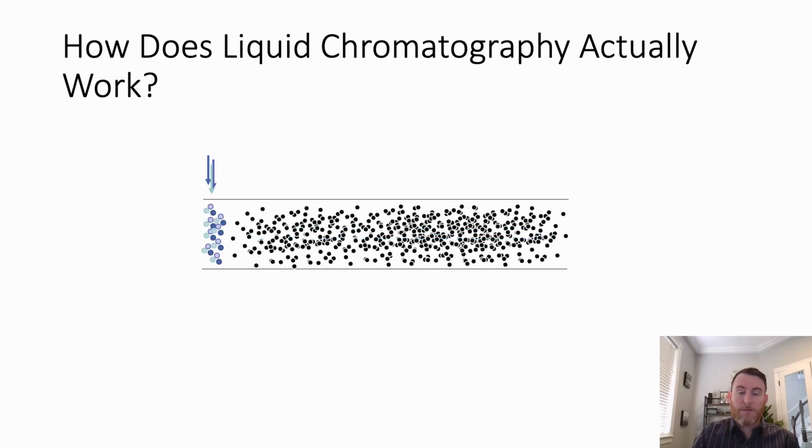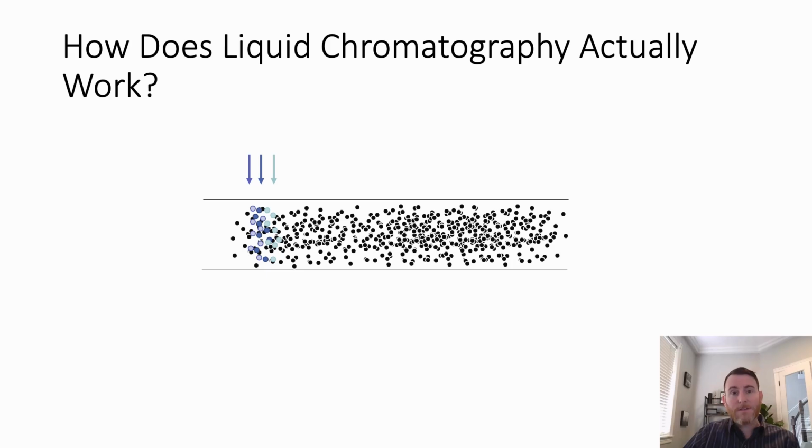So in this case, I've highlighted 3 different compounds of interest. They're all different shades of blue. There's a light, a medium, and a dark blue. And at the beginning of any chromatographic run, you would see all of the compounds at the exact same spot at the beginning of the column. If you were to think about it in 3 dimensions, it would be like a little disc of material that's on the front of the column.